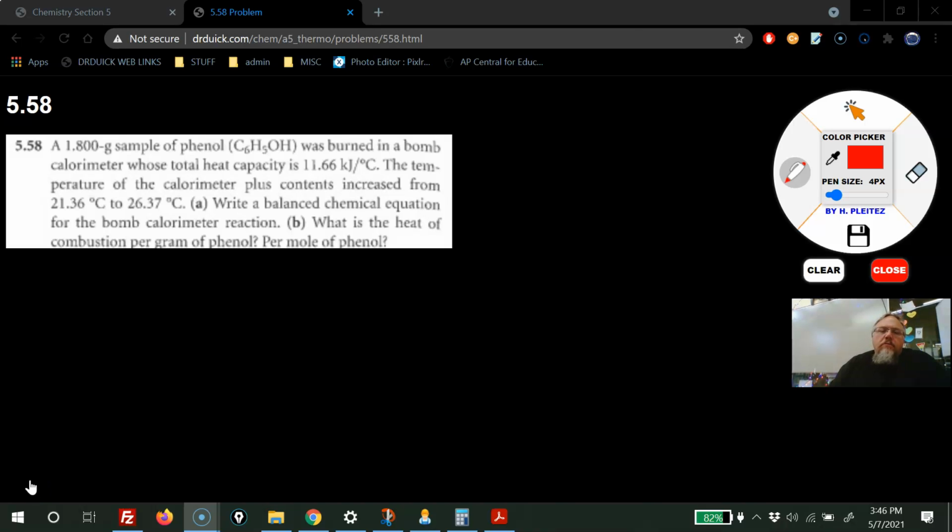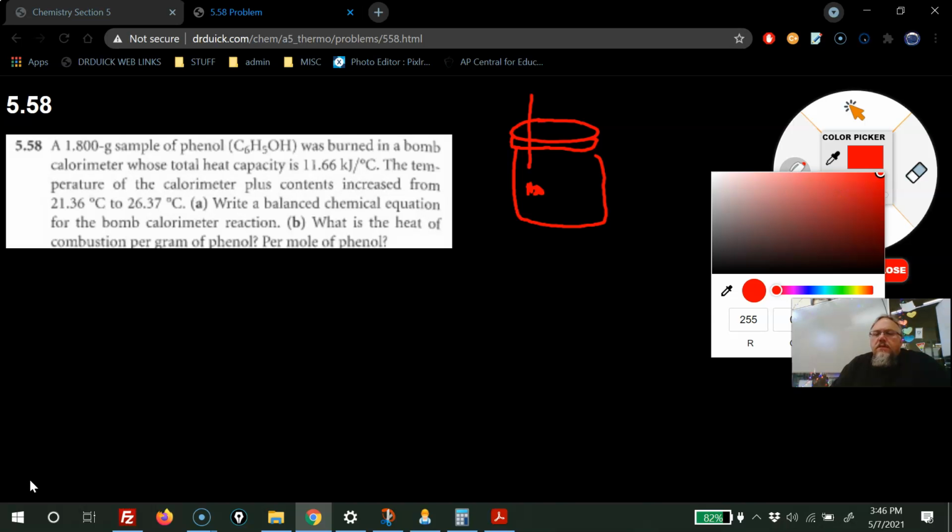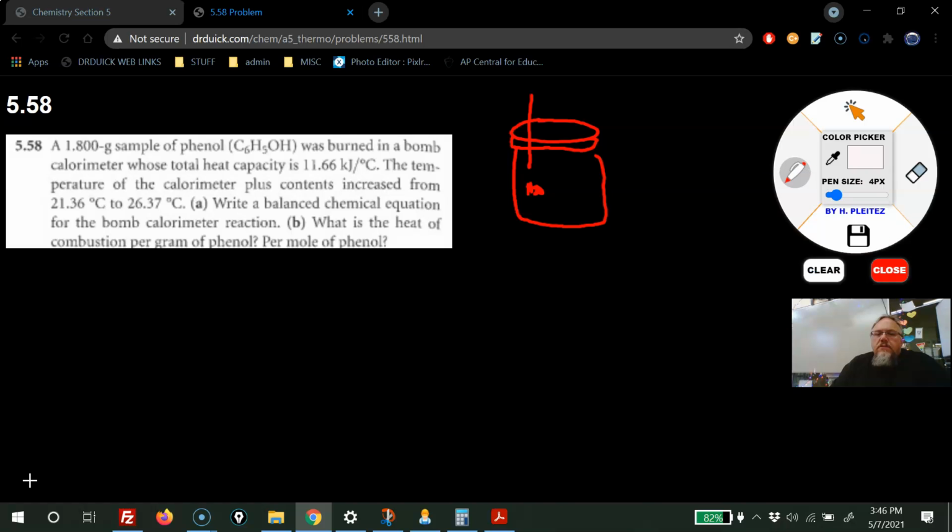Bomb calorimetry problem. Okay, so bomb calorimetry, just to let you know what's going on here. They have a thing that looks like this. It's actually a container filled with water. It's got something that can measure temperature. And in the center of this thing, there is a little vessel that has a sparker in it, and they blow something up in it. Then they measure the heat change, delta T, that occurs in the water.